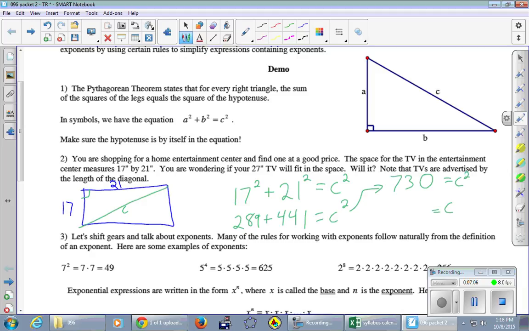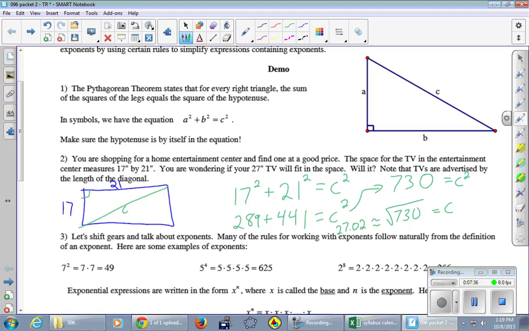This is a symbol we will define soon enough, but you've already seen it, so I'm just going to use it. Square root of 730 on the calculator, somebody? So 27.02 inches. That is the space along the diagonal of our entertainment center.